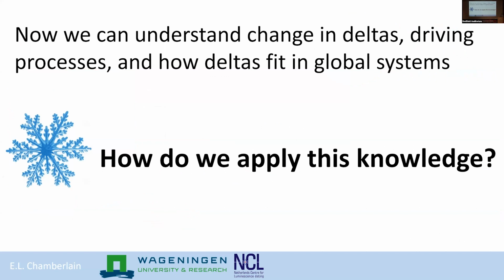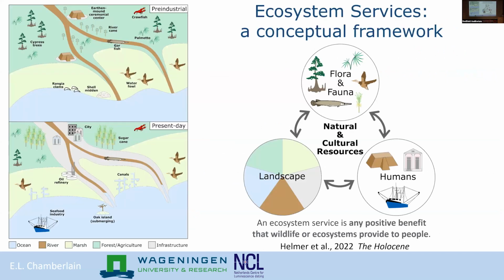So if we understand these types of things, how deltas change, processes that drive their change, and how they can fit into global systems, for example, through carbon sequestration, then the next step is to apply this knowledge. And these are a couple of slides I added at the last minute, inspired by a conversation I had, the first conversation at OCB with Victoria, talking about nature-based solutions and big picture looks at things. So ecosystem services is a conceptual framework that we can use for our science. And the idea is that an ecosystem service is any positive benefit that wildlife or ecosystems provide to people.